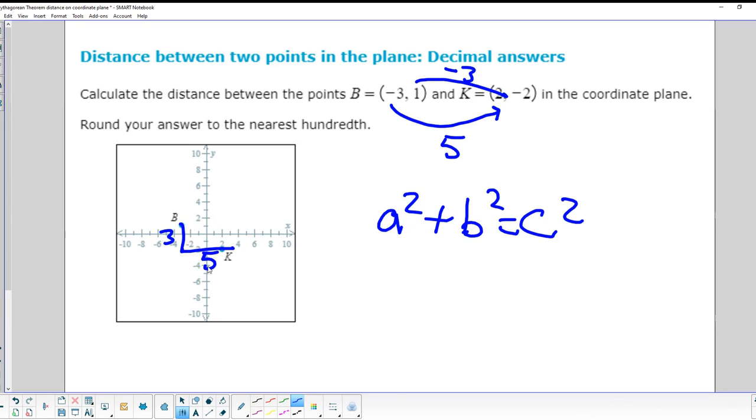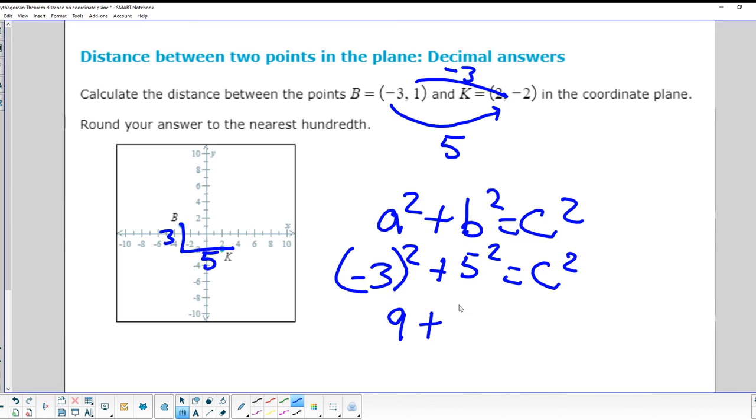So a squared is -3 squared, and then b squared is 5 squared. And all of that's going to equal c squared. What's -3 times -3? That's 9. What's 5 times 5? 25. And so all of that equals c squared. And so 25 plus 9, 29, 30. So that equals 34.